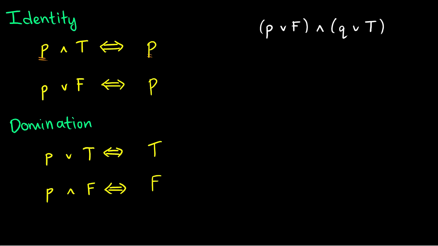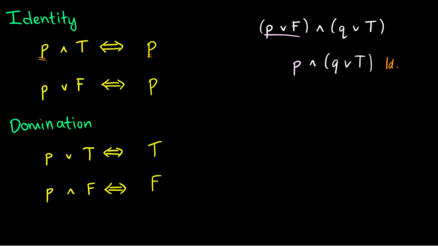So, given the identity laws and domination laws, let's reduce this (P or F) and (Q or T) as far as we can. So let's focus on P or F first. What do we do here? Well, let's use the identity law. P or F will give us P. So now we're left with P and (Q or true). And this is identity. So usually we want to write on the side somewhere what rule we used, and I'll just shorten it to ID for identity.